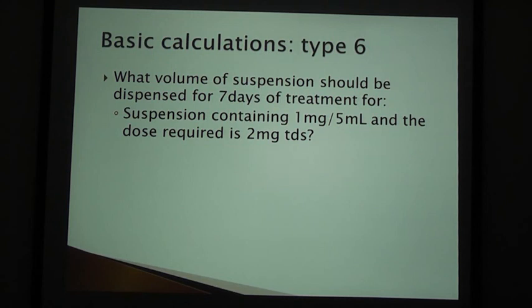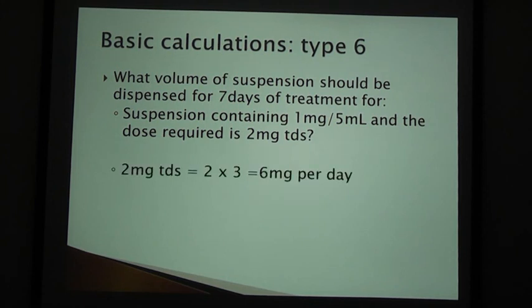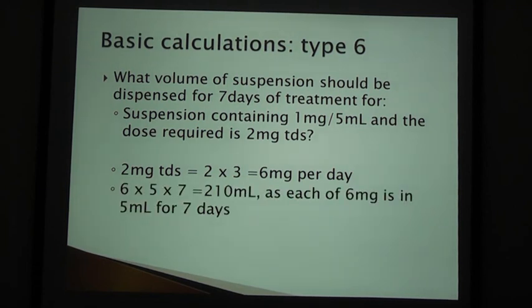So here, what are you going to do? First thing, 2 milligrams TDS means you've got 2 times 3, which is 6 milligrams in any one day. You've got 6 times 5 times 7, which tells you 210 mils, because the 6 milligrams is in 5 mils for 7 days. Okay, let's try another one of this type.